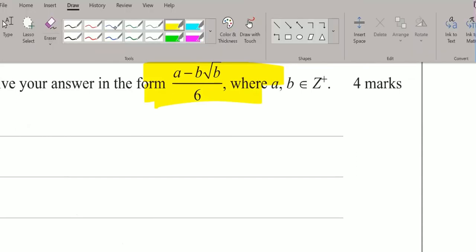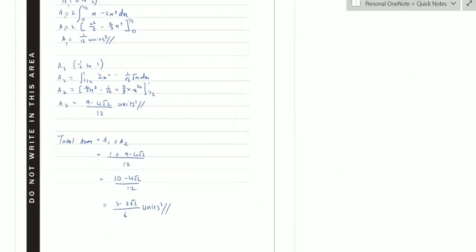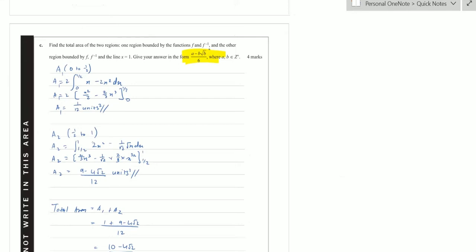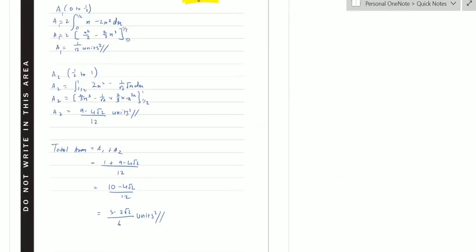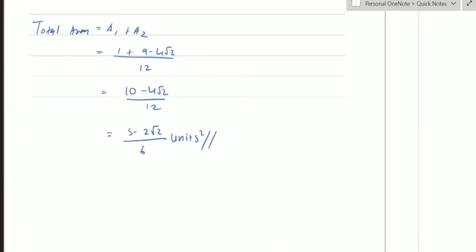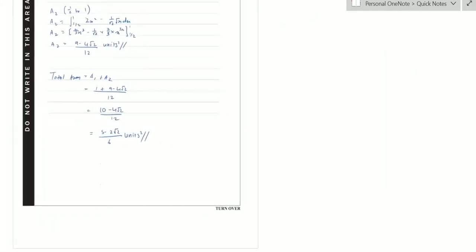So do we have 6 on the denominator? Yes, we do. Do we have something root the same number? Yeah, we do. And is it none of the other numbers? Yes, it is. And they're all positive integers. So we can be pretty sure that our answer is correct.